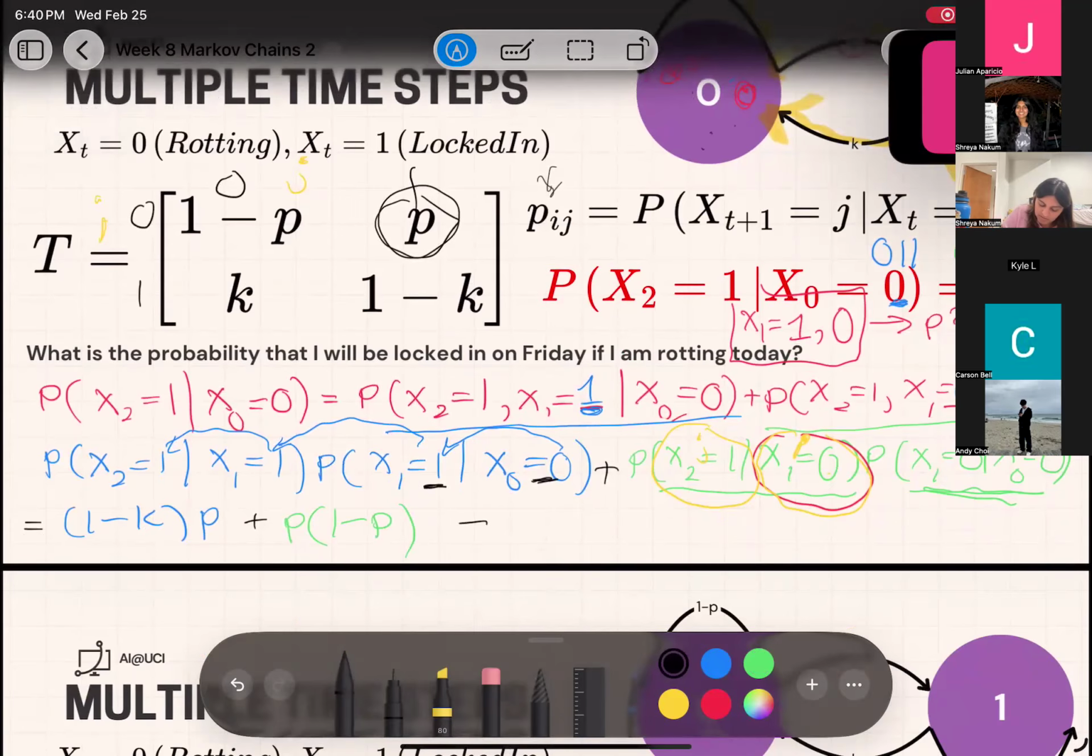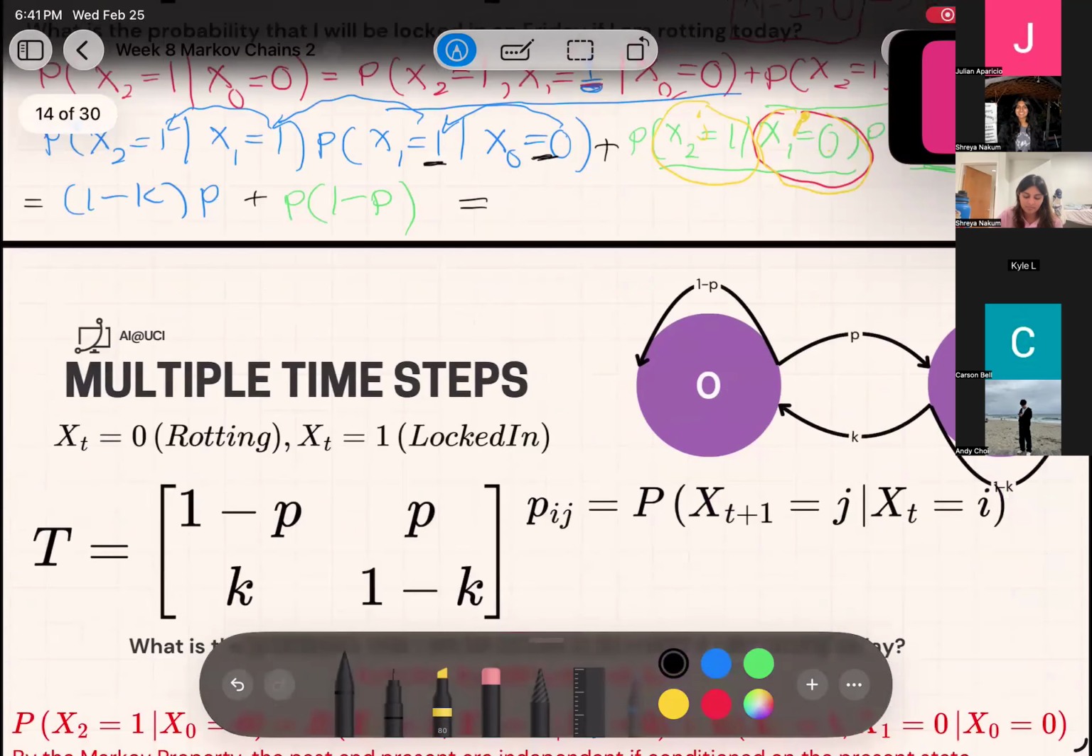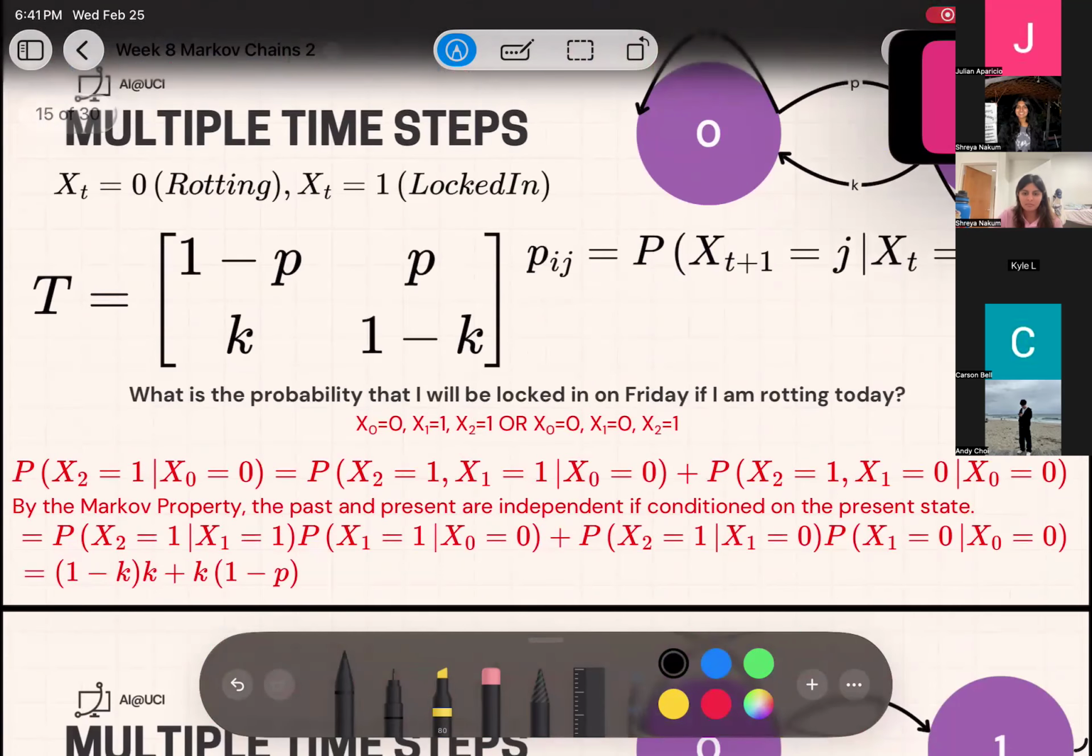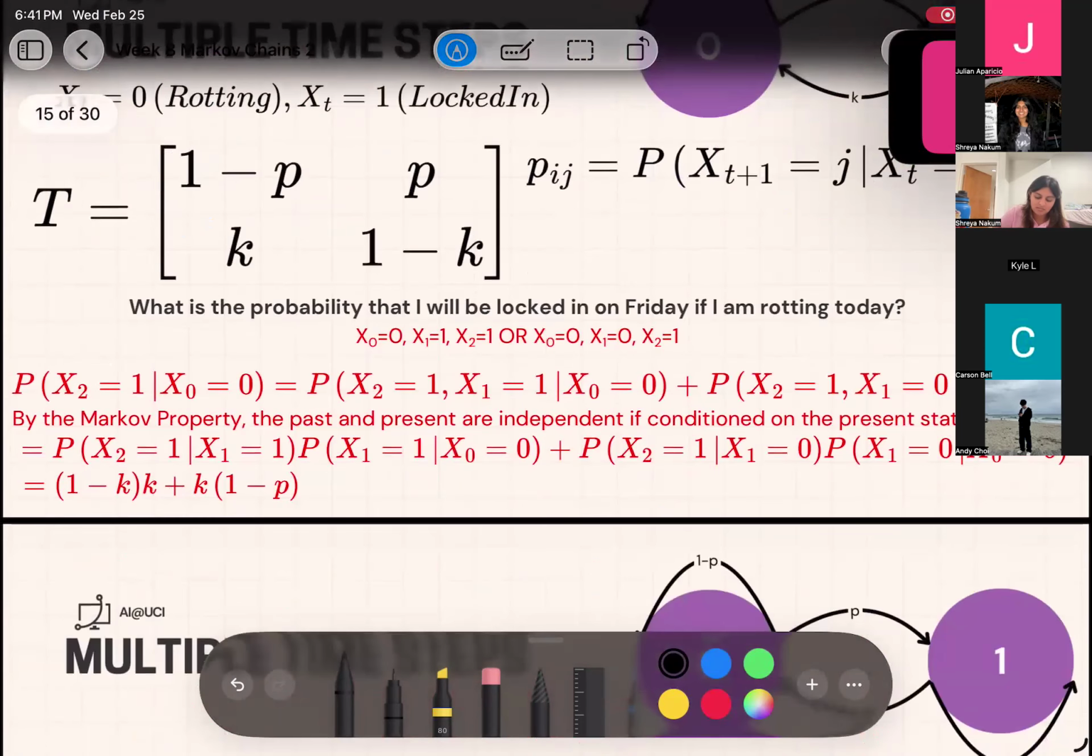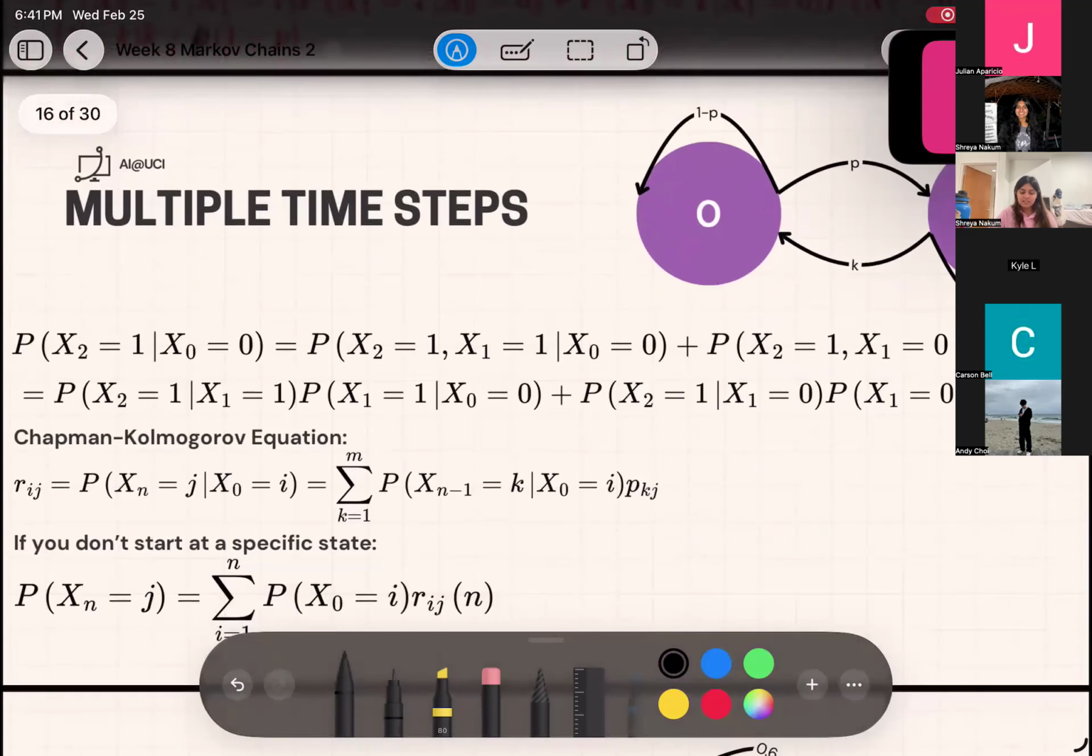I'm going to solve that out. Actually, we don't really need to. Let's leave it like that. But that's the probability that if you're rotting today, then on Friday you'll be locked in. So if, let's say, we assign them numbers, you can solve that out. Yeah, that's correct. Well, I guess I had a typo there. That shouldn't be k, that should be p right there. It's my bad. But yeah, that is the idea of multiple time steps.